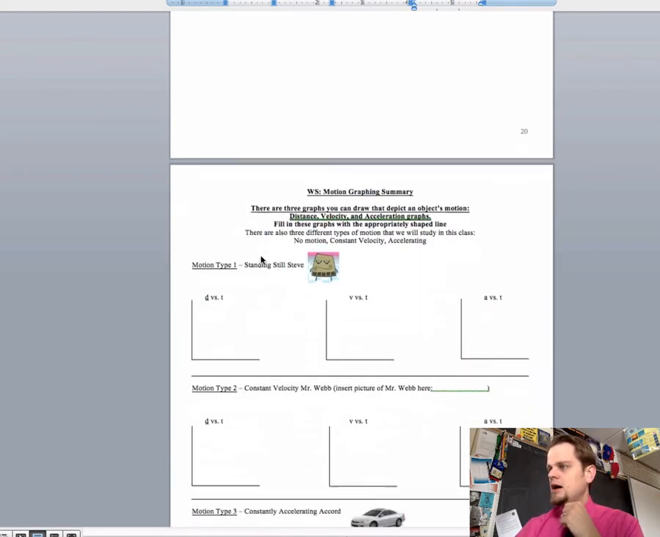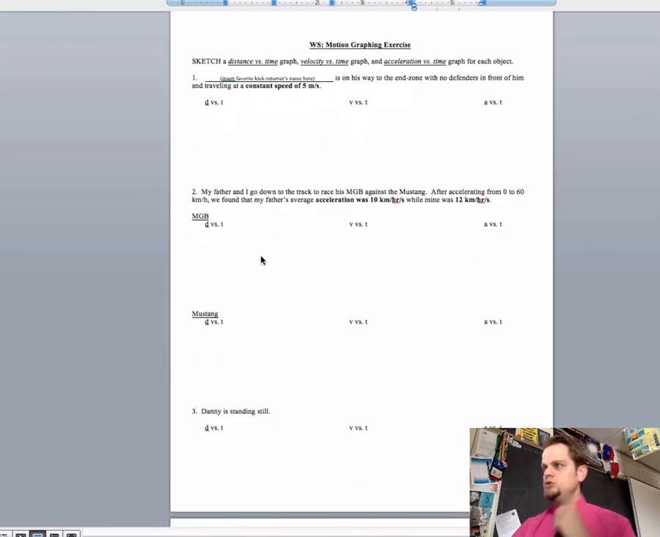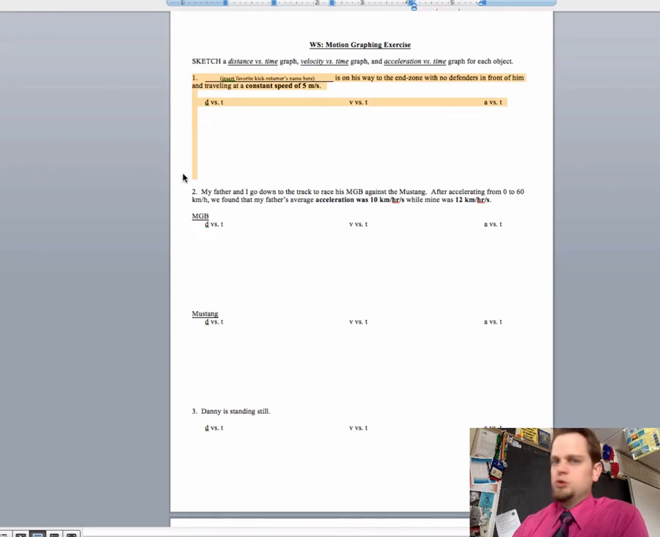Okay? Let's move down to this one, page 22, the motion graphing exercise. All right? Now, here's the deal with this one. Basically, you've got number 1 is one type of motion. Okay, it's talking about somebody on a football team, your favorite kick returner, I don't know, on his way to the end zone with no defenders in front of him. He's traveling at a constant speed of 5 meters per second.